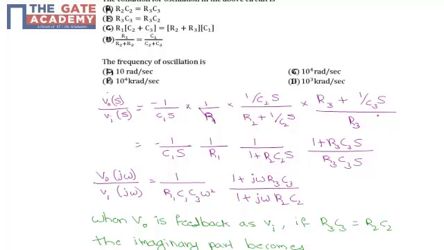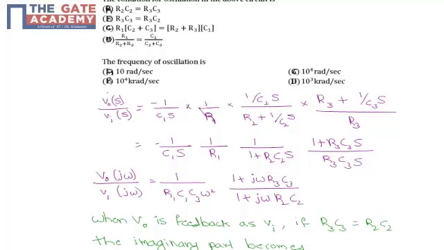Further simplifying this, we will get this step. It will be equal to minus 1 by C1 S, 1 by R1, into 1 by 1 plus R2 C2 S, multiplied with 1 plus R3 C3 S, whole divided by R3 C3 S.